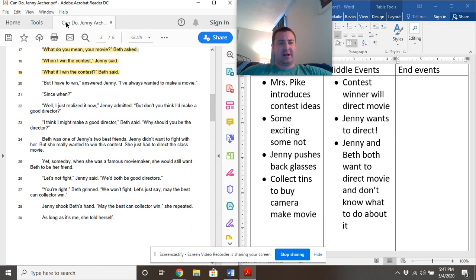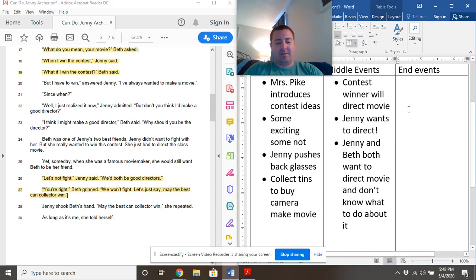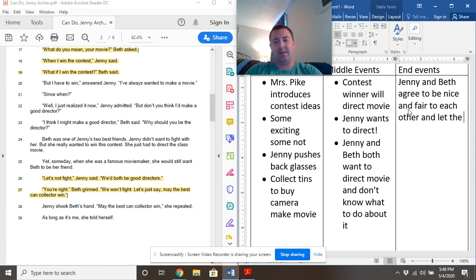So this one, I'm actually only going to highlight one piece of evidence, and I'm just going to do a lot of stretching out in my end events here. But I like the "Let's not fight," Jenny said, "we'll both be good directors," and Beth grins. "We won't fight. Let's just say the best can collector win." I'm going to highlight this and say Jenny and Beth agree to be nice and fair to each other and let the best can collector win.